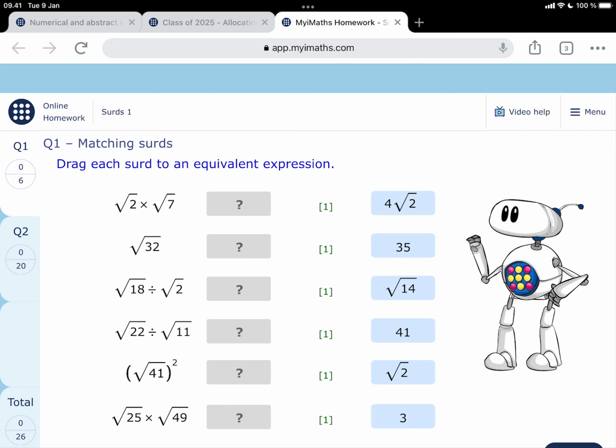Okay, so I'm doing the MyiMaths exercise, matching surds. First one is square root of 2 times the square root of 7. So I'm just going to go to my notebook here and start doing that one.